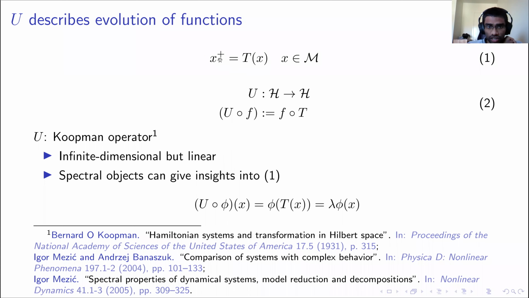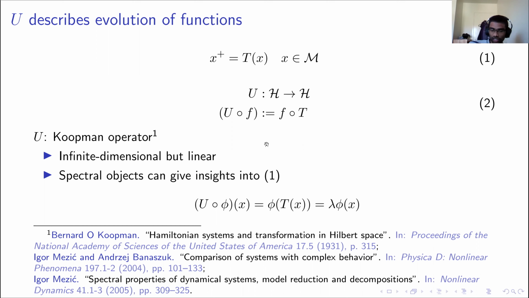We're looking at discrete time autonomous dynamical systems and we're going to analyze them using the Koopman operator. The Koopman operator takes functions in the state space and maps them to composition with the flow map. This is typically an infinite dimensional operator, but it's linear, so you can ask for its eigenfunctions and eigenvalues if they exist. If you can find these spectral objects, you can say something meaningful about the system.